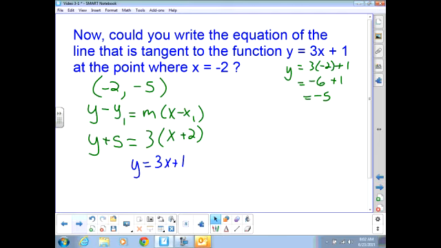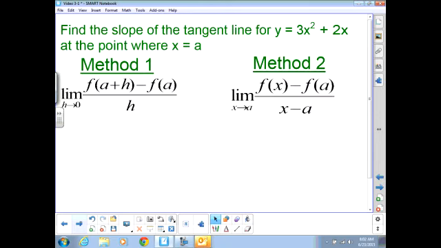Now, we won't work with linear functions that much just because the slopes aren't that interesting. They're not changing. So let's look at a quadratic now. We'll do the same thing. We'll look at both methods.